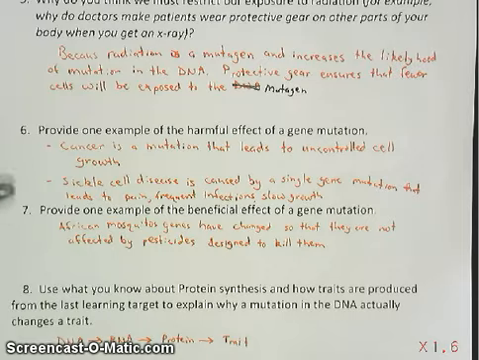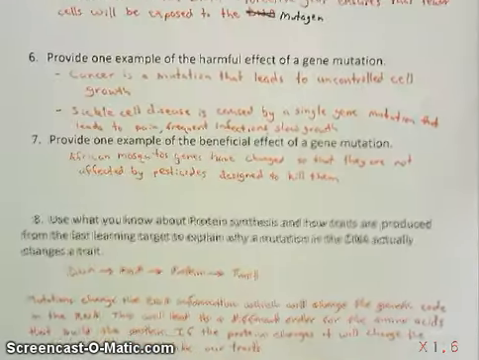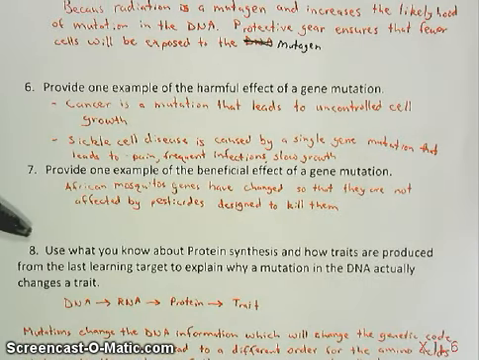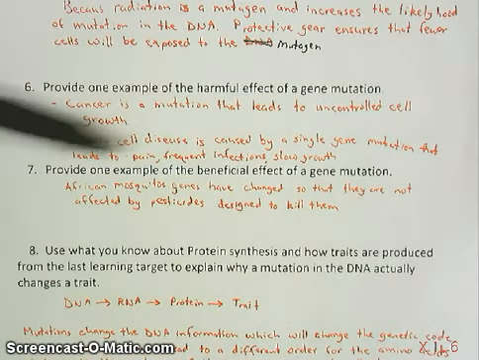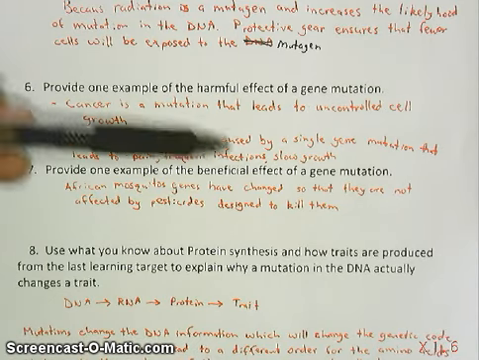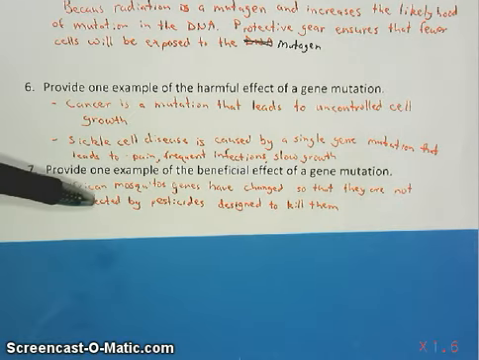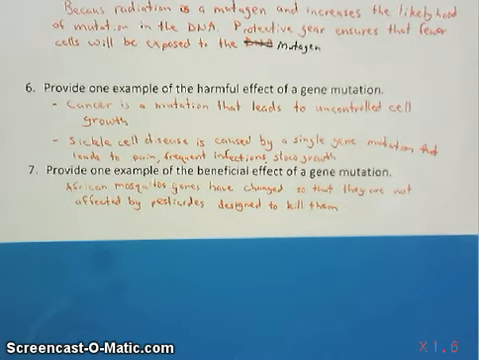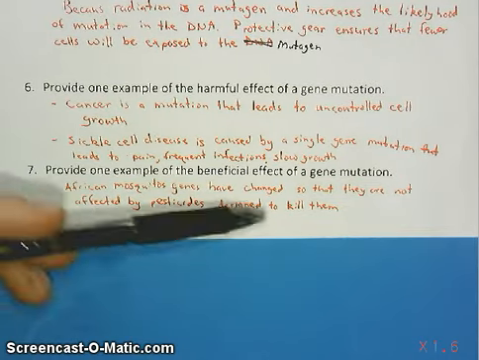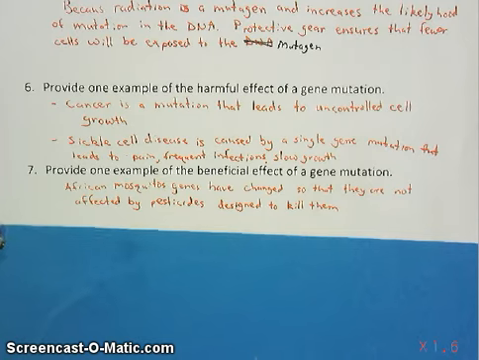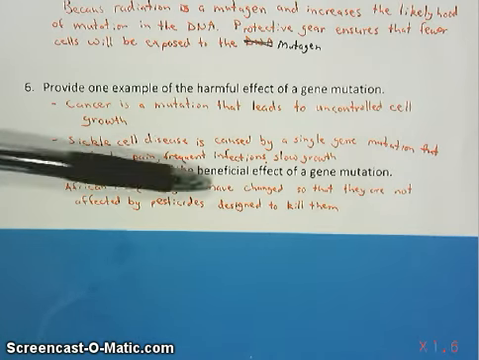Another kind of harmful mutation is sickle cell disease. It's caused by a single gene mutation that leads to pain, frequent infections, and slow growth of the body. The next question asks you to provide one example of a beneficial effect of a gene mutation. They gave the example of African mosquitoes where mutations change their DNA so that they are not affected by pesticides that are designed to kill those mosquitoes. Now, that might not be good news for us because it's nice when we can kill mosquitoes, but if the genes change, that is a good thing for the mosquitoes.